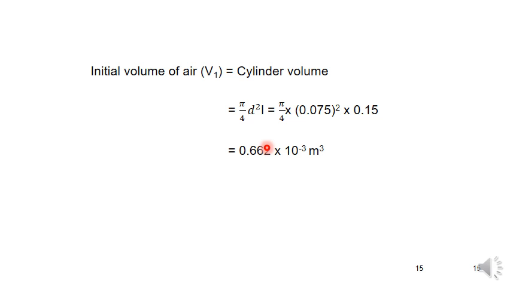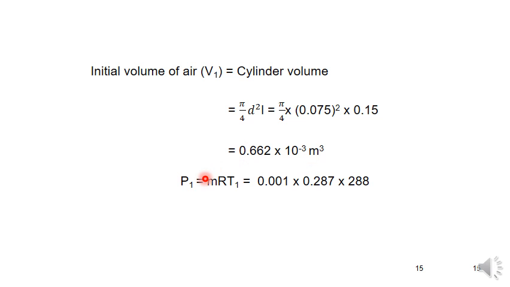So whatever the volume in the cylinder is the initial volume. That is pi by 4 d square L, the diameter of this cylinder and the length of the stroke. So 0.0662 into 10 to the power of minus 3 meter cube is the initial volume. We are representing it with V1.